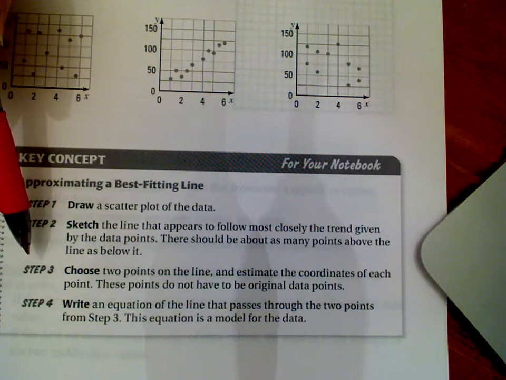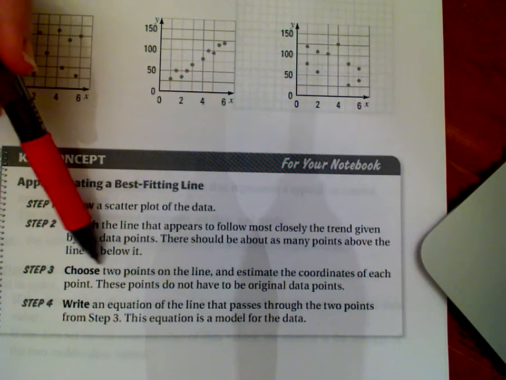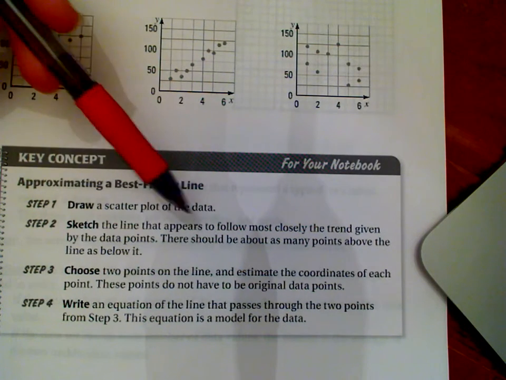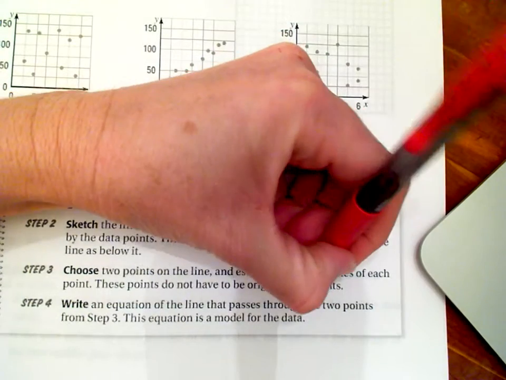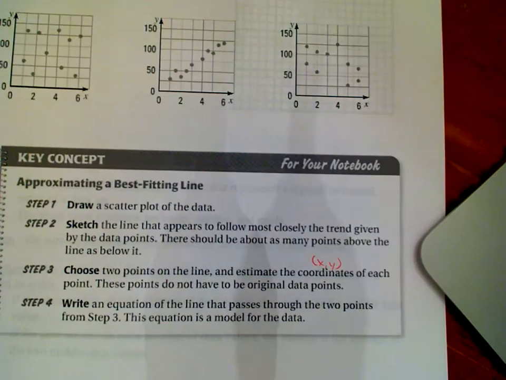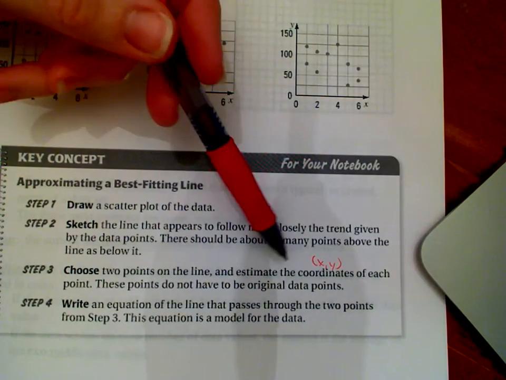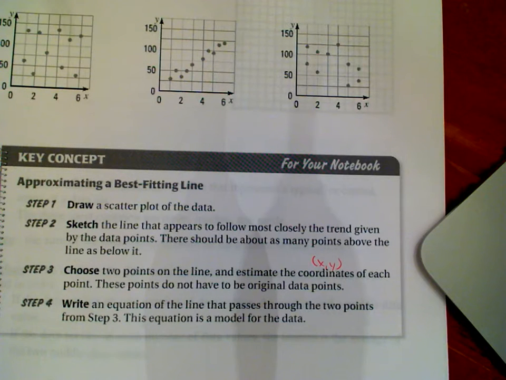Now, once you have that line drawn, step 3 says choose 2 points on that line and estimate the coordinates, or the ordered pair, of each of those points. Okay? They do not have to be original data points. They can be, but they don't have to be. You want to pick 2 points where it's really easy to get the ordered pair for them, like they cross right at a grid mark. And then once you have those 2 points, we are going to write an equation of the line.